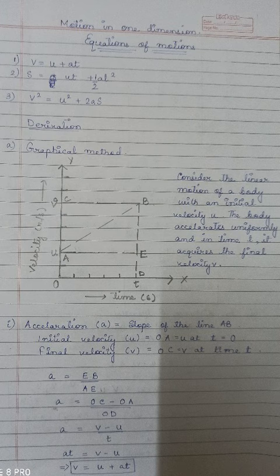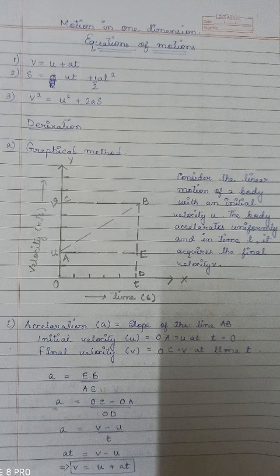Now first we will be calculating the acceleration. You know, I have discussed in the previous video that acceleration can be calculated from velocity time graph by calculating its slope. So here we will calculate the slope of the line AB. Initial velocity u is equal to OA at time t equal to 0, and final velocity v is equal to OC at time t. Now a, that is the acceleration, will be the slope of the line AB, that is given by EB by AE.